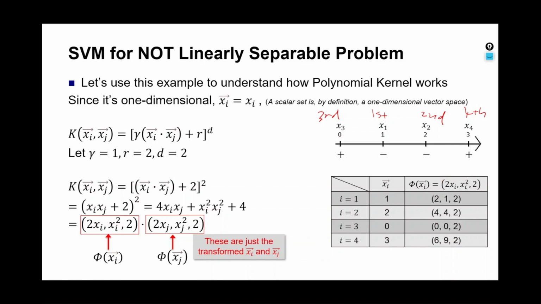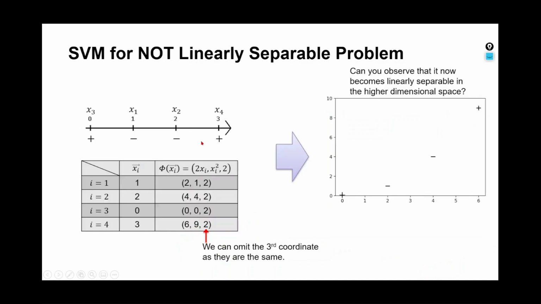Now can you see that we have successfully transformed our original numbers, samples in one-dimensional space on this number line, into coordinates with three dimensions? The coordinate for the first point is 2, 1, 2, for the second point is 4, 4, 2, for the third point is 0, 0, 2, for the fourth point is 6, 9, 2. This is the polynomial kernel function. Now let's try to visualize the process.